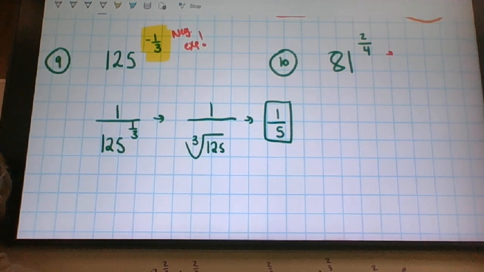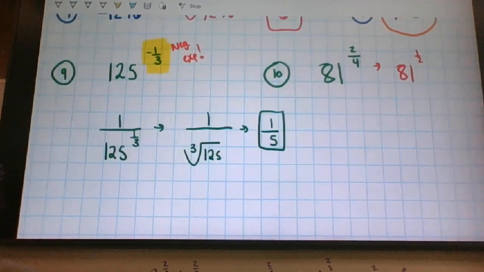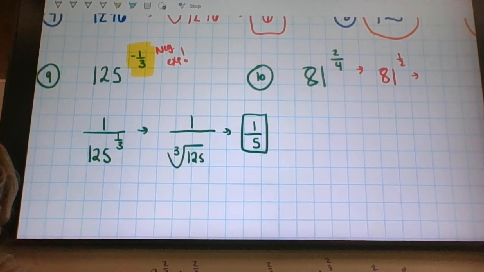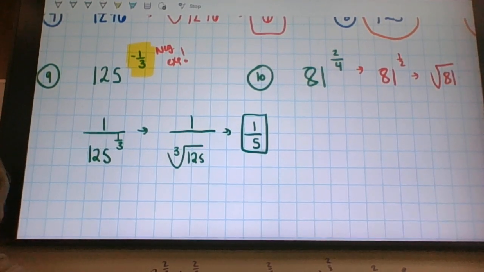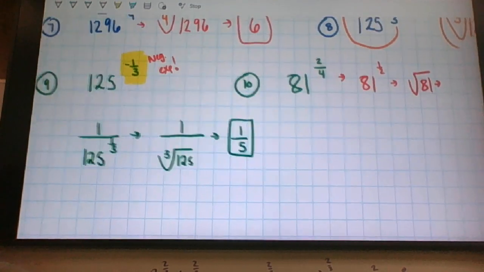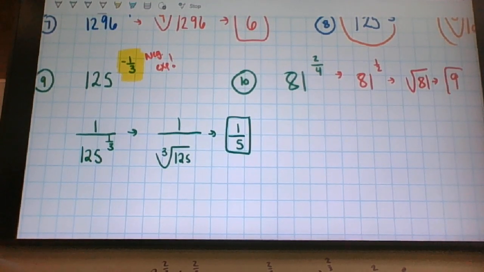This problem is just silly because 2/4 is the same as 1/2. It's just silly. Alright, so 81 to the 1/2. Well, that's just the square root of 81. And what's that, you guys? 9. The square root of 81 is 9.